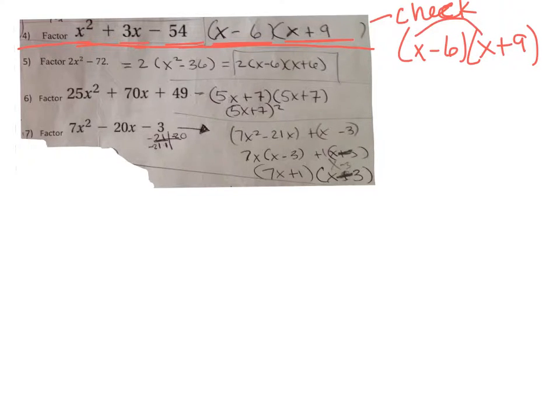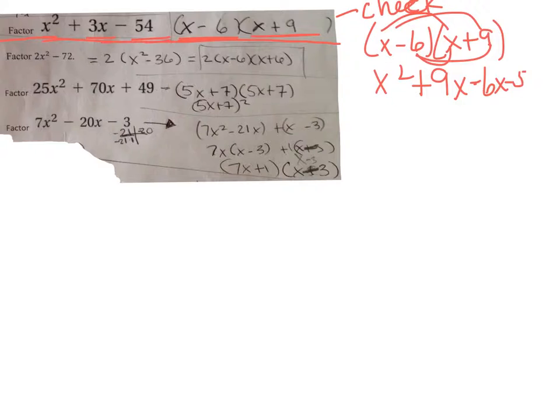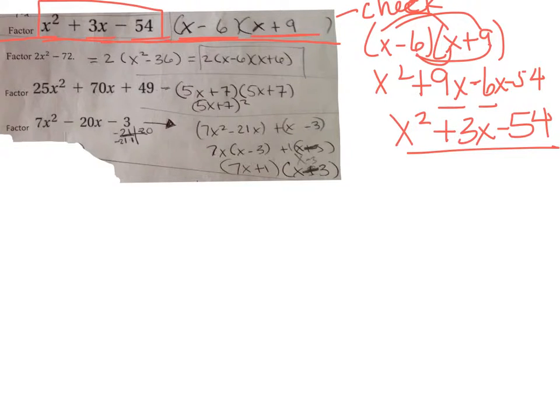So remember, you just need to do FOIL, so x squared plus 9x minus 6x minus 54. And then you combine these middle terms and you get x squared plus 3x minus 54. And you can see this is what we started with. That's the whole thing. We are trying to pull apart this simplified polynomial and turn it into its factors.